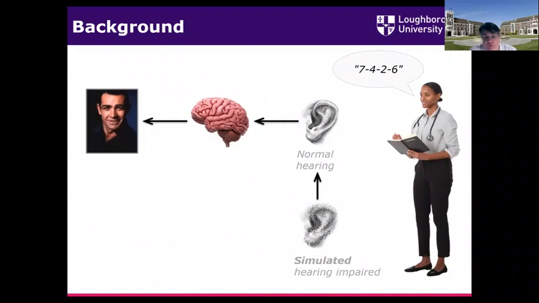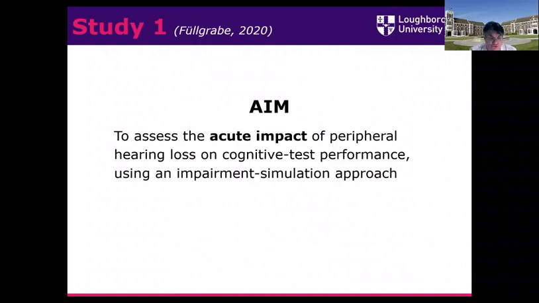And in the remainder of the presentation, I will discuss three experimental studies that investigated the impact of auditory factors on cognitive test performance. In the first study, we used an impairment simulation approach in normal hearing participants, similar to the one that I just described, to assess the acute, that is the immediate, impact of hearing loss during test administration on cognitive test performance.